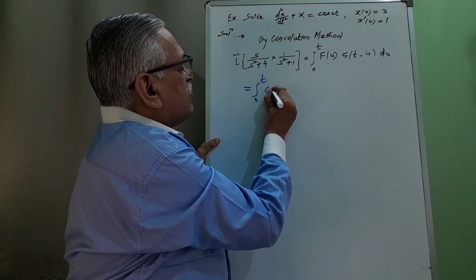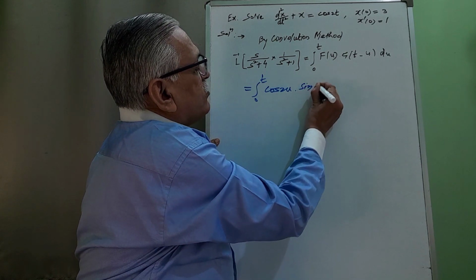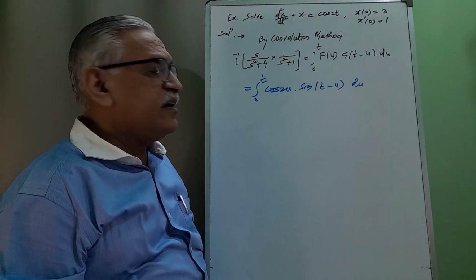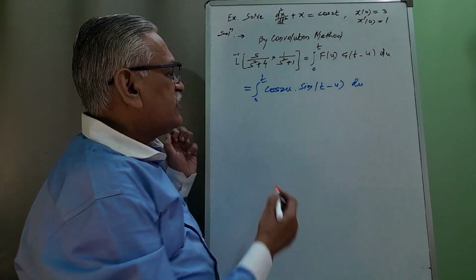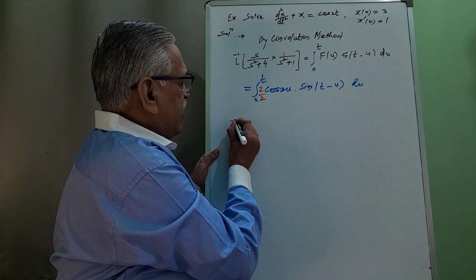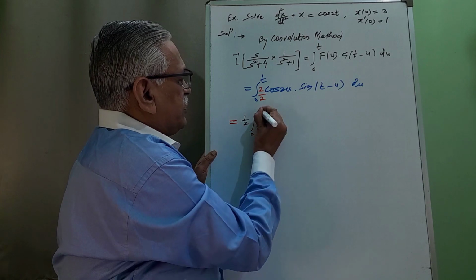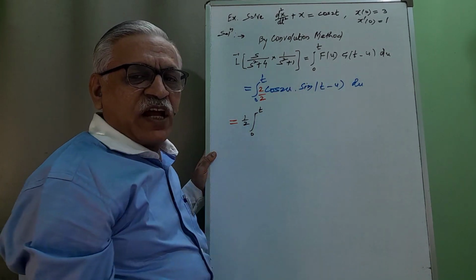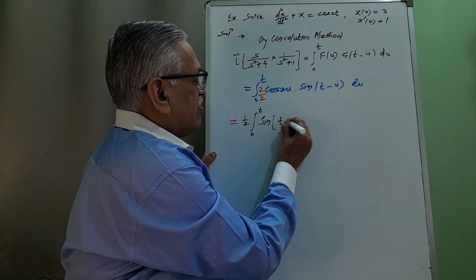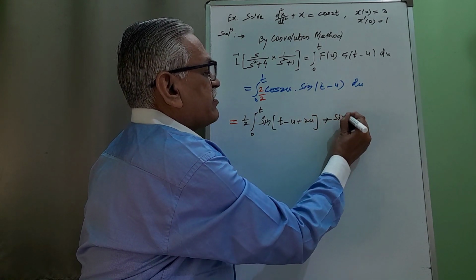f of u is cos of 2u. In g of t replacing t by t minus u, we get sine of t minus u, and its integration with respect to u. Here it is a product of sine cos term. Therefore, to apply the defactorization, we have to multiply it by 2 and divide by 2 as I have done in my previous example. It is 1 by 2 integration from 0 to t, 2 sin a cos b is sin a plus b plus sin a minus b.